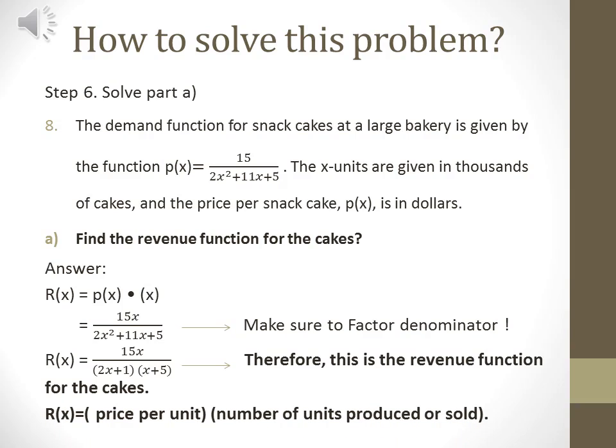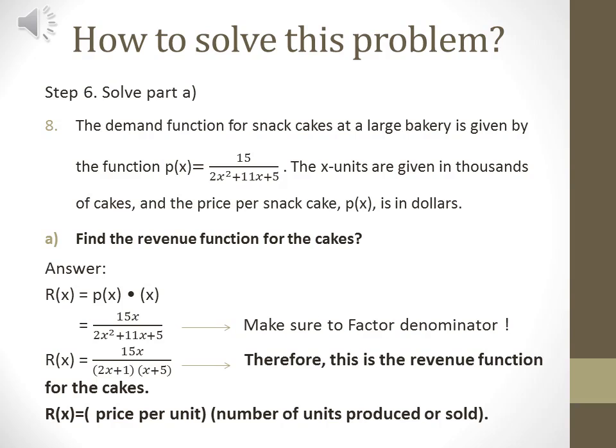So now, finally, we can actually solve the problem. Step number 6 is to solve part A. Okay, so the demand function for snack cakes at a large bakery is given by the function p of x equals 15 over 2x squared plus 11x plus 5. The x units are given in thousands of cakes, and the price per snack, p of x, is in dollars. Find the revenue function for the cakes.